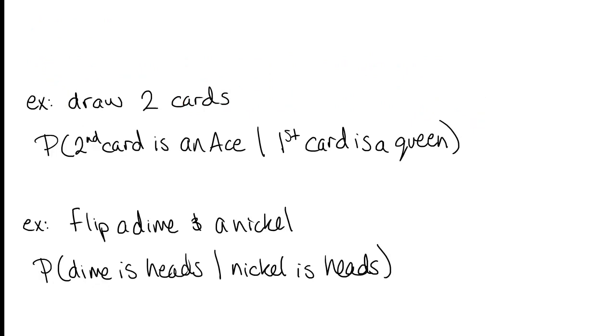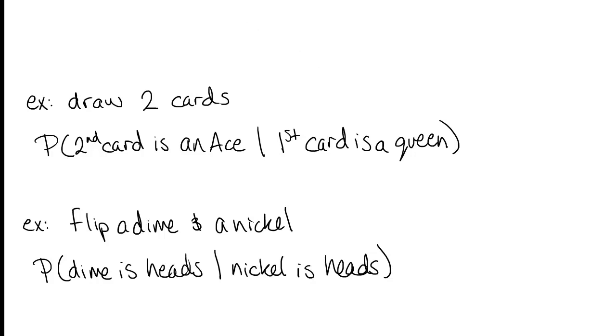Another example, if you flip a dime and a nickel, or you flip these two coins, we want to know the probability that the dime comes up heads, given that the nickel is already heads. So it might be that we flipped the nickel first, and then we're going to flip the dime, but conditional probabilities don't actually have to happen in order. So we might have flipped them at the same time, or we might have flipped the dime first.